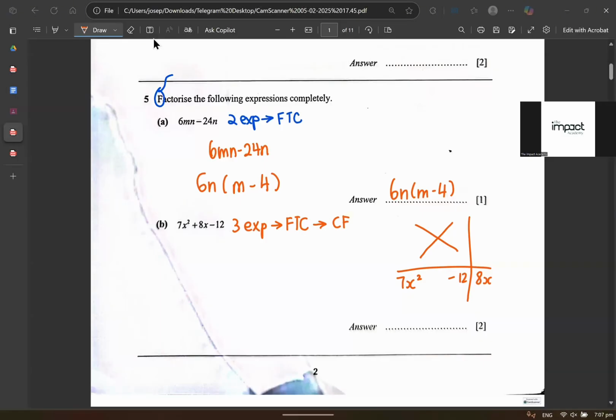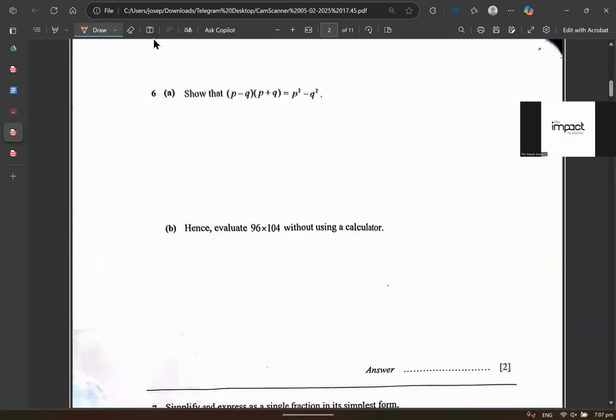Can? Now the next question says to show. So what type is this? This is special identity. Very good. Type 3. Because type 3 tells us (p minus q)(p plus q) is equals to what? p squared minus q squared, right?